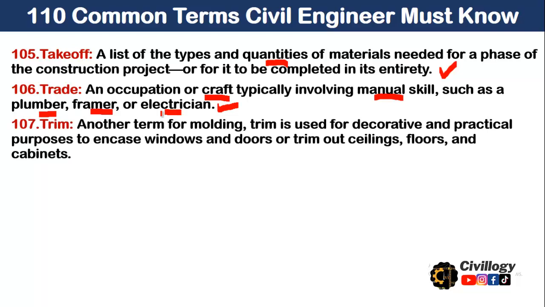Point 107. Trim. What is meant by trim? Another term for molding. Trim is used for decorative and practical purposes to encase windows and doors or trim out ceilings, floors and cabinets.